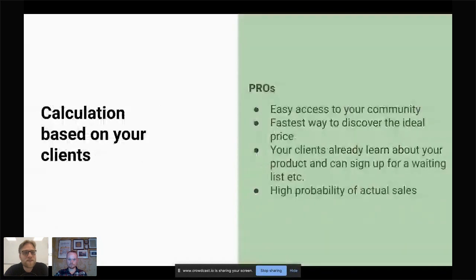But another thing is to put services into something like a package, creating something scalable and really looking for a good focus. As a summary, calculation based on your clients is easy for you, with easy access to your community. To be honest, sometimes it's the fastest way, because in different platforms and discussions and groups of freelancers, it's really easy to just ask. And sometimes asking your client is already really helpful, because when the customer is thinking about the worth of your work, it's already helpful in the selling process sometimes.